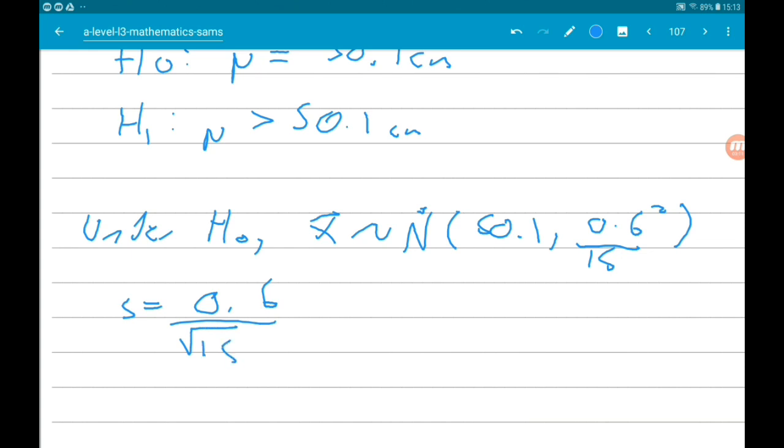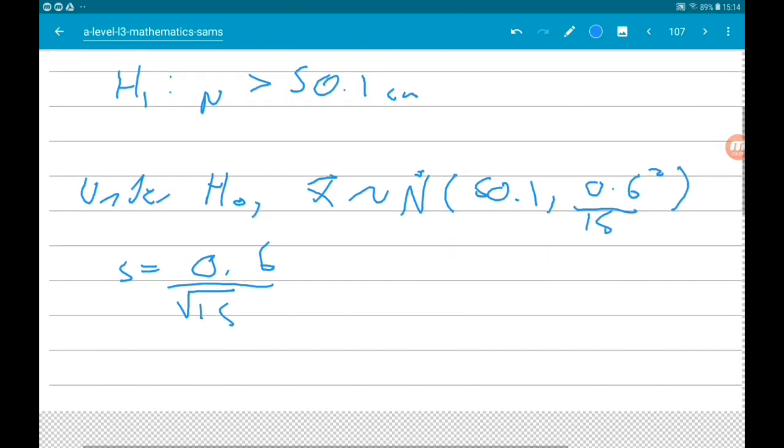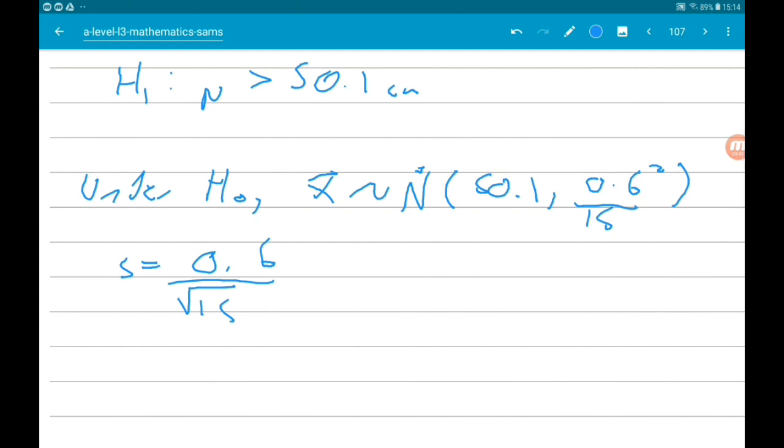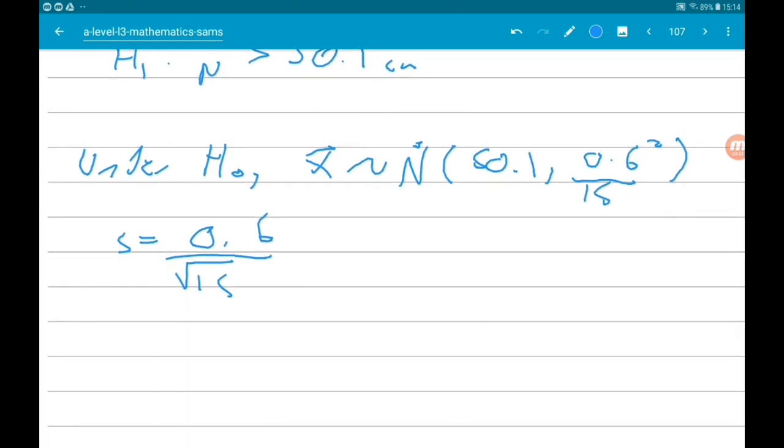Now, the value that we want to test is the mean that we found from the sample. So we want to know how likely is it that the mean of a sample will be greater than 50.4. So we want to calculate the probability that x bar is greater than 50.4.